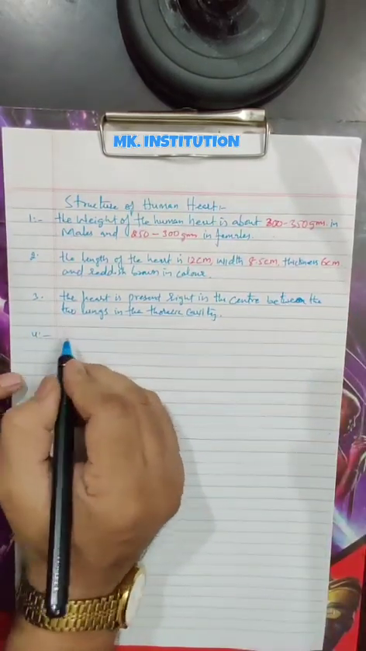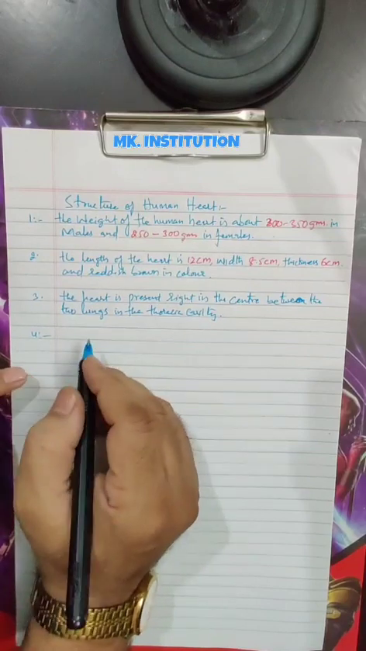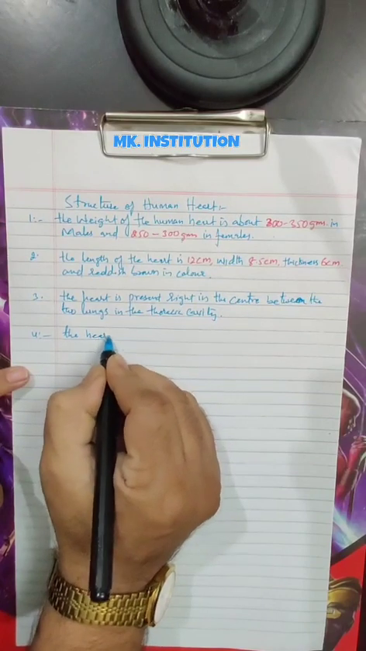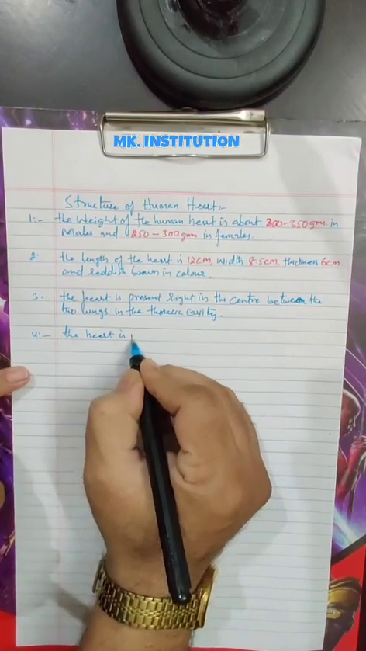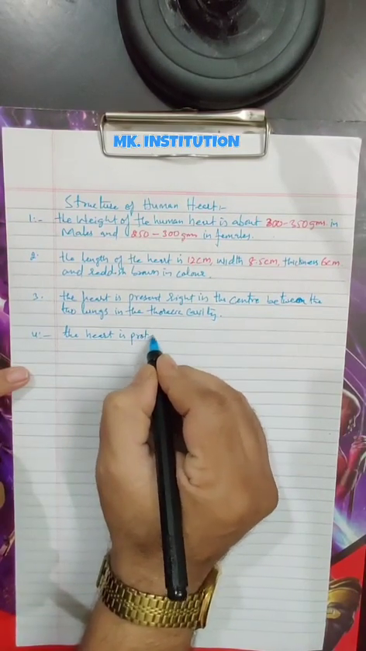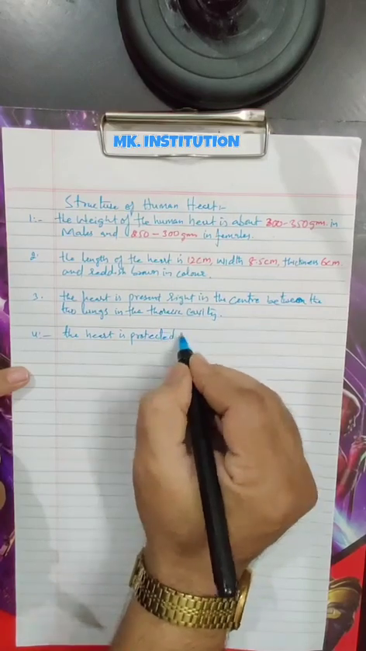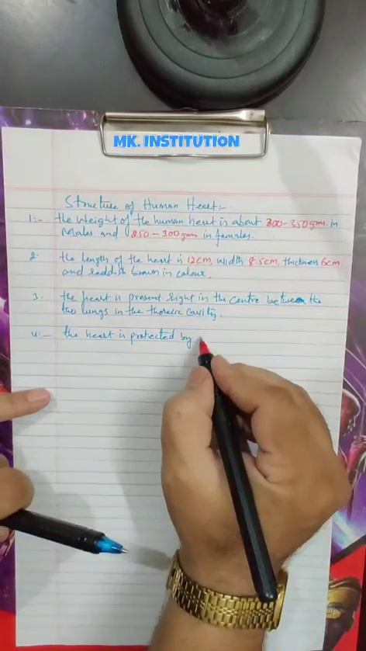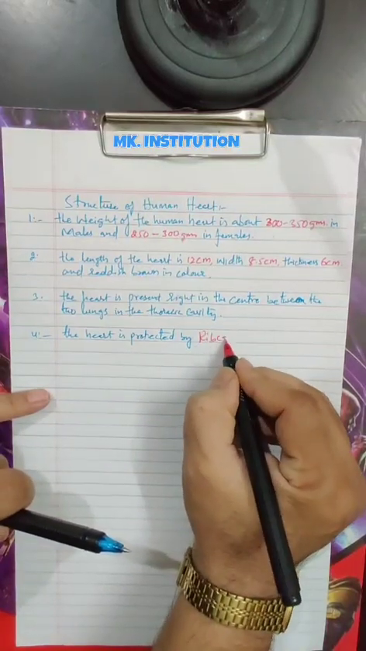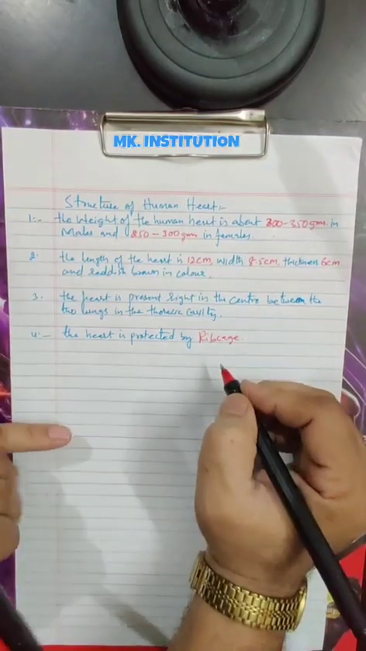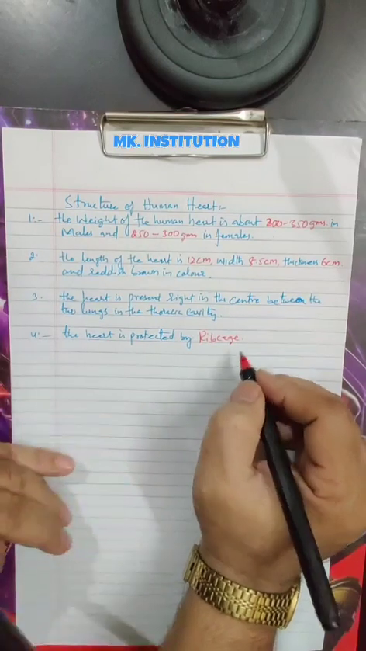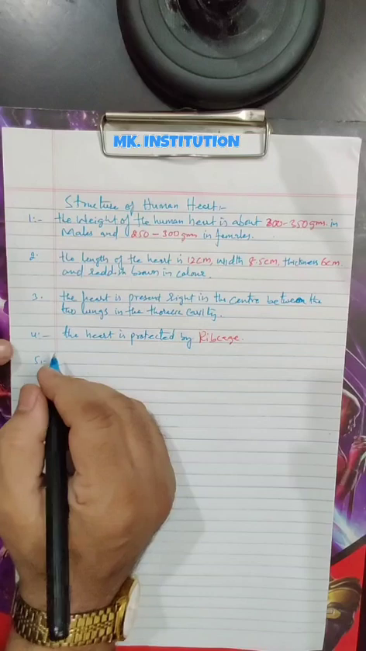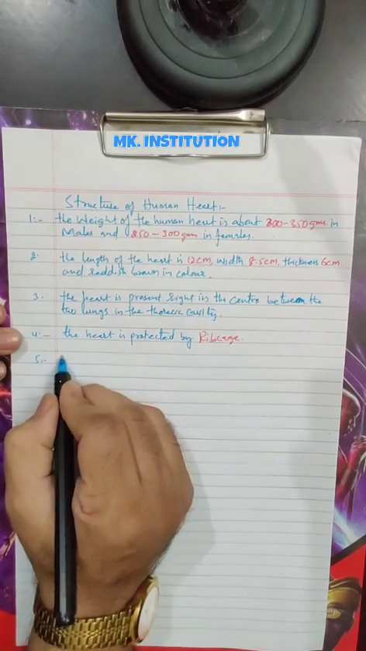Fourth point, the heart is protected by rib cage. Heart is protected by rib cage from the front, and from the back, spinal cord. Clear?